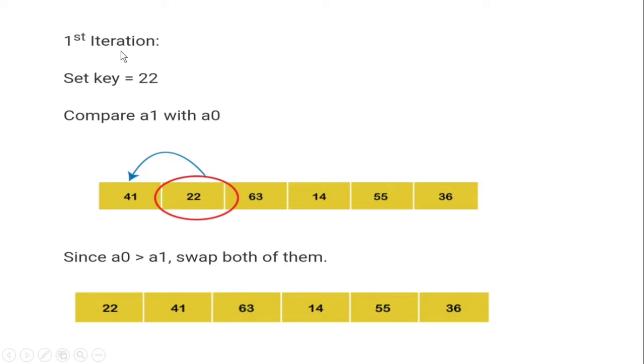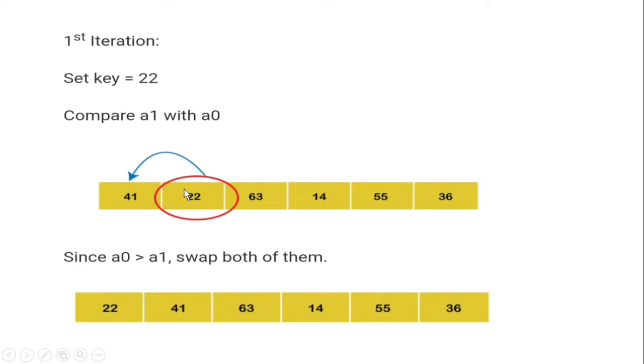We solve the example in iteration form. Here's the first iteration in insertion sort. The unsorted array is here, and we set the key 22. Now here's the indexing of the array. We all know the indexing of an array starts from 0, so here's a0, a1, a2, a3, a4 and a5. So we will compare a1 with a0, meaning we compare 22 with 41.